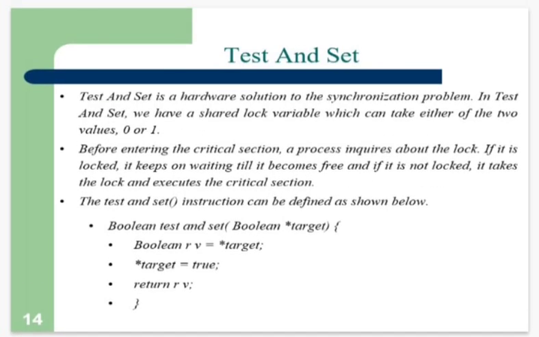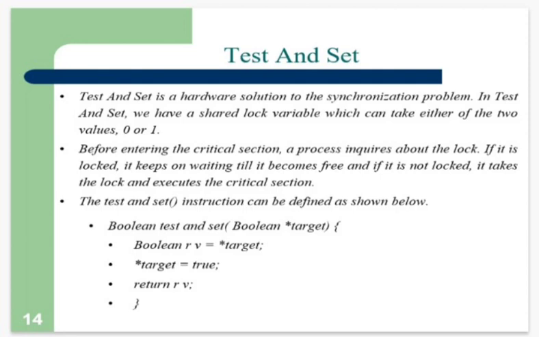Test and set is a hardware solution to the synchronization problem. Here, in test and set, we have a shared lock variable, which can take two values, zero or one. Before entering the critical section, the process inquires about the lock. If it is locked, it keeps on waiting till it becomes free, and if it is not locked, it takes the lock and executes the critical section.